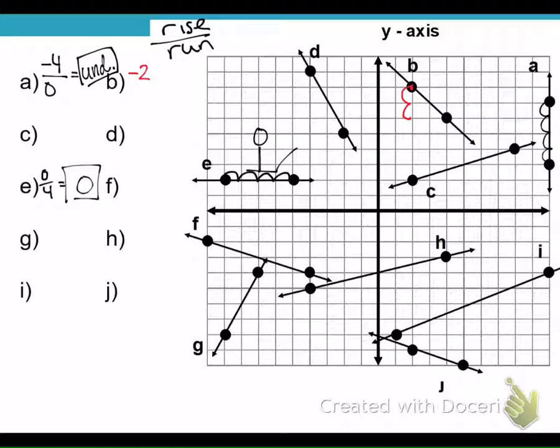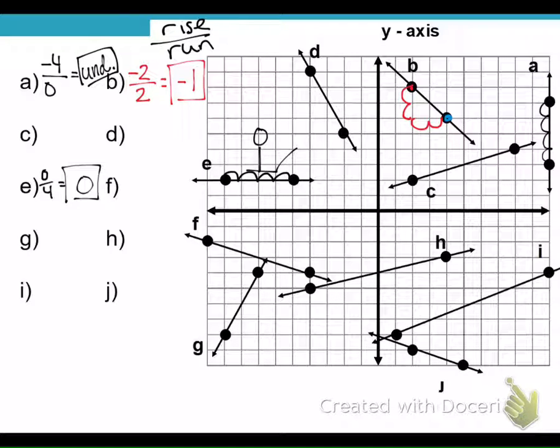Then I have to run 1, 2 to the right. So is that positive or negative? Positive. And what is a -2 divided by a +2? -1 is my slope.